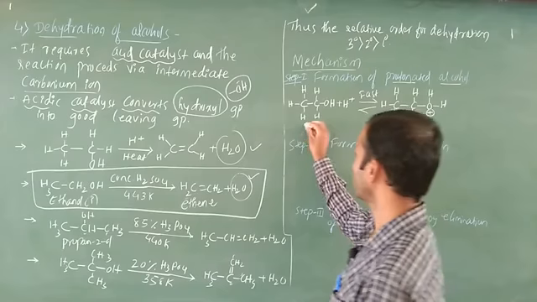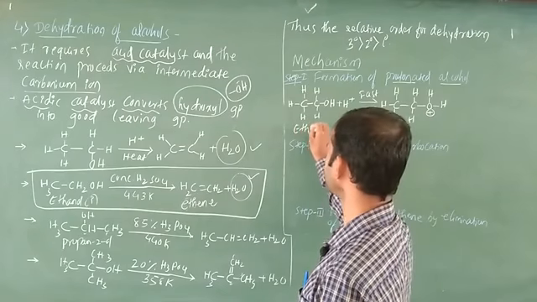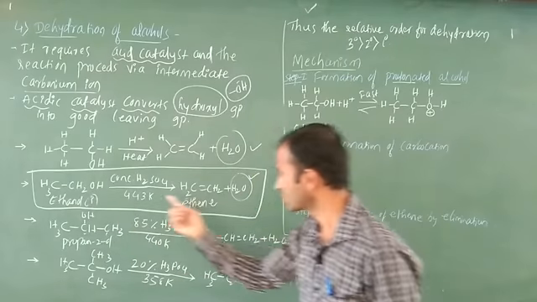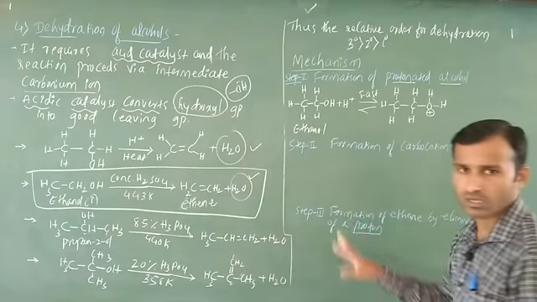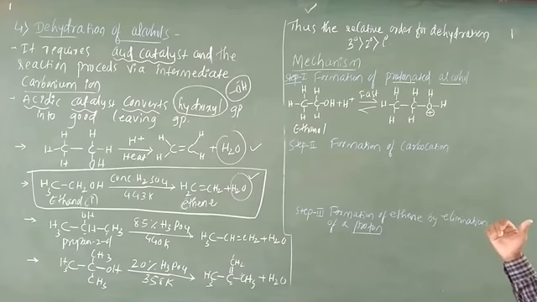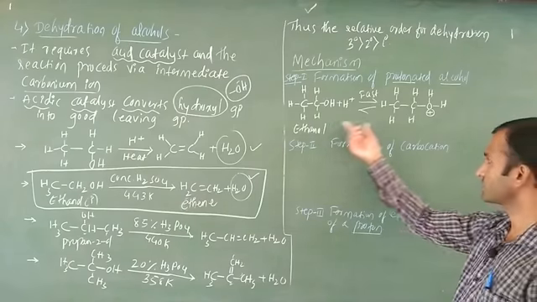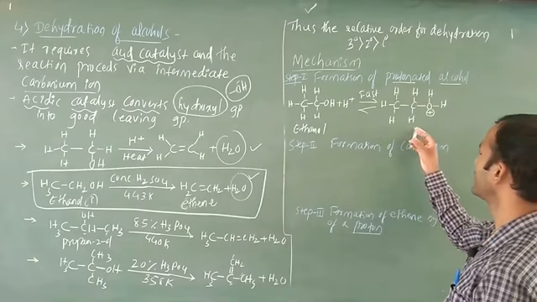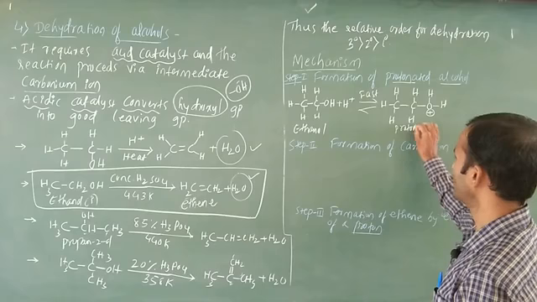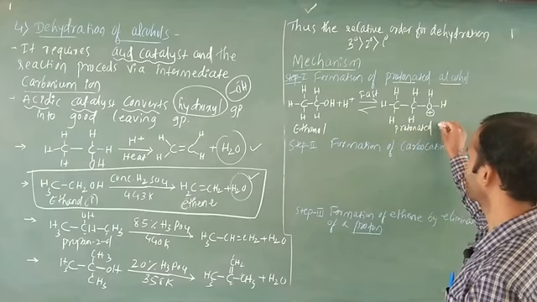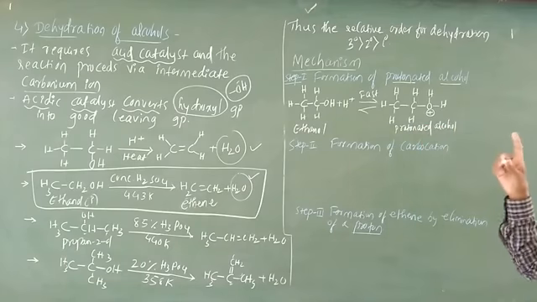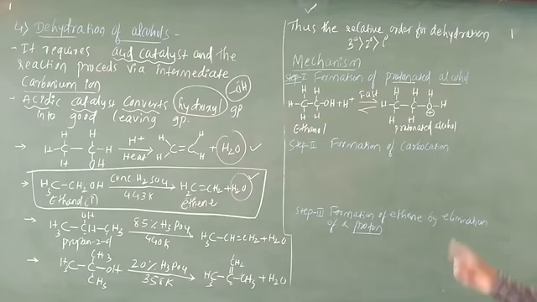If you want you can write the name, this is ethanol. Our aim is that ethanol is converted into ethene. In the final step we are going to get ethene only. But in the first step ethanol is converted into protonated alcohol. This is what you call protonated alcohol. You have to write protonated alcohol, that is important.